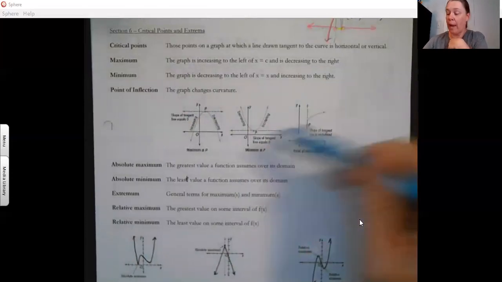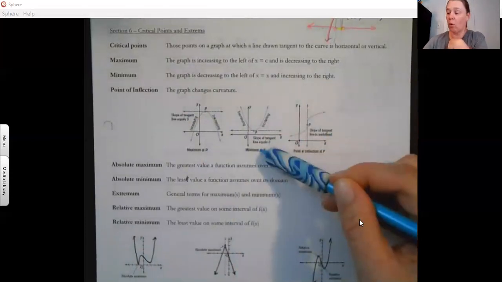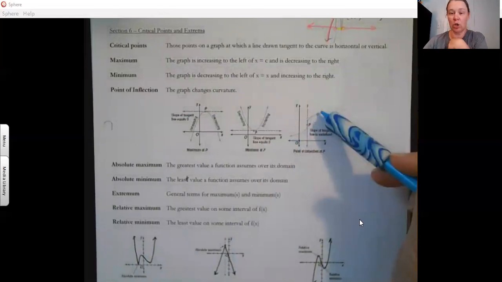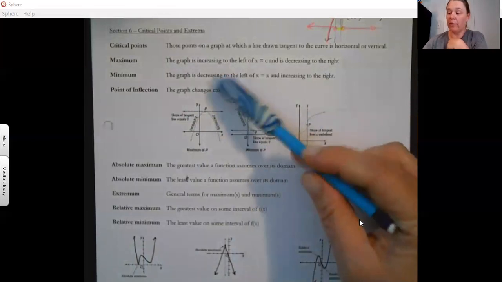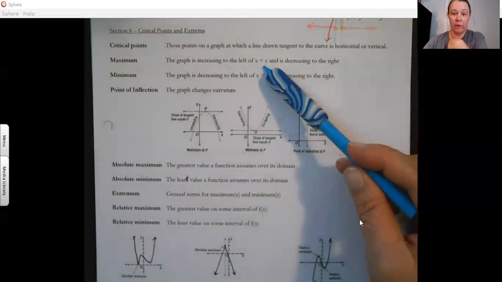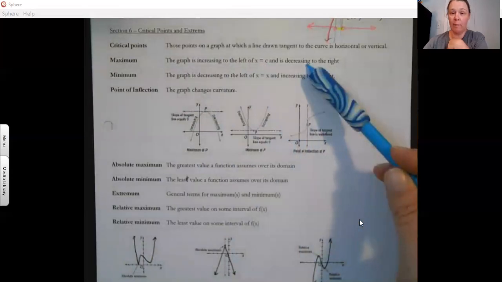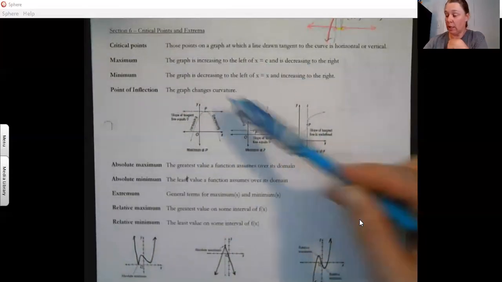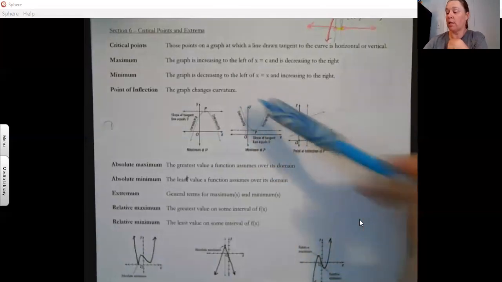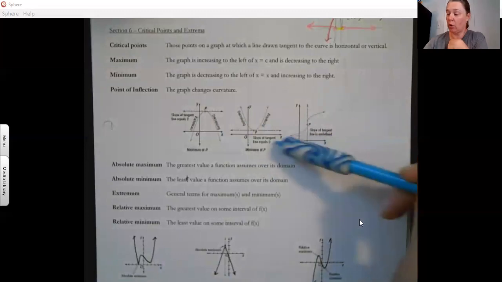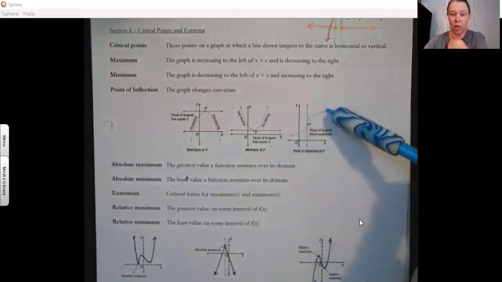So when we have some sort of maximum at a point or minimum at a point, or this, where it kind of just changes curvature, we call that a point of inflection. When we have a maximum, the graph is increasing to the left of the value and decreasing to the right. A minimum is decreasing to the left of the value and increasing to the right. Point of inflection is where the curvature changes. So it's really increasing all along here, but the curvature changes.